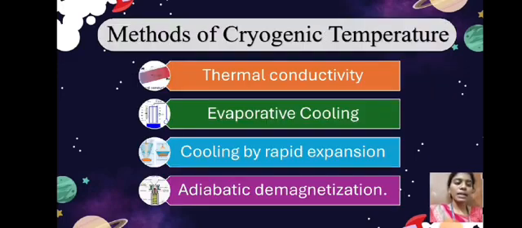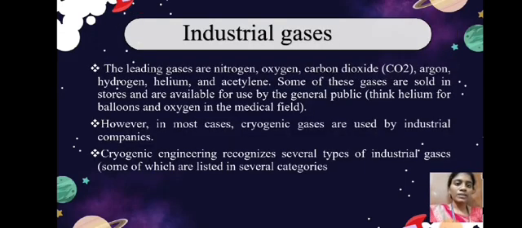First is thermal conductivity, second is evaporative cooling, third is cooling by rapid expansion, and fourth is adiabatic demagnetization. Then the industrial gases, that is, the leading gases, are nitrogen, oxygen, carbon dioxide, argon, hydrogen, helium and acetylene. These play a vital role in cryogenic technique.